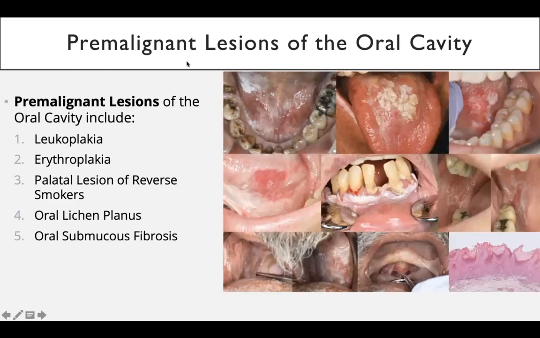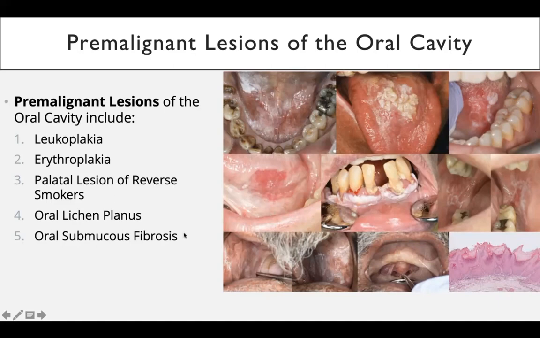Then we go for some of the premalignant lesions of the oral cavity. In this lecture, we will study leukoplakia, erythroplakia, palatal lesion of reverse smokers, oral lichen planus, and oral submucous fibrosis. Leukoplakia, white lesions. Erythroplakia, reddish lesions. Palatal lesion, a lesion in the palates of people who do reverse smoking. Oral lichen planus, a premalignant condition of the oral cavity. And finally, another premalignant lesion, oral submucous fibrosis.